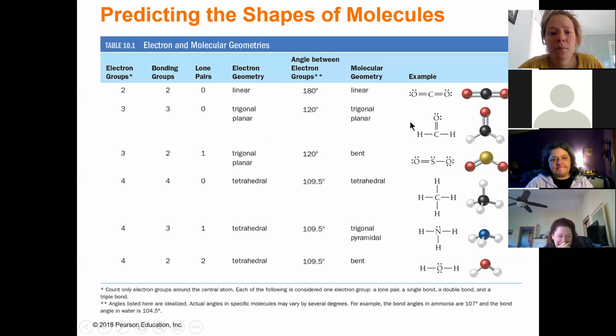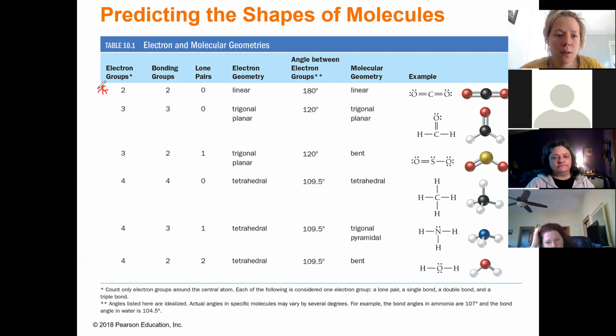Let's look at this here. This is everything that we talked about in a chart. Traditionally, I would have you memorize all of this. For this class, because of the nature of the semester, you can reference this, but you want to be able to read it.